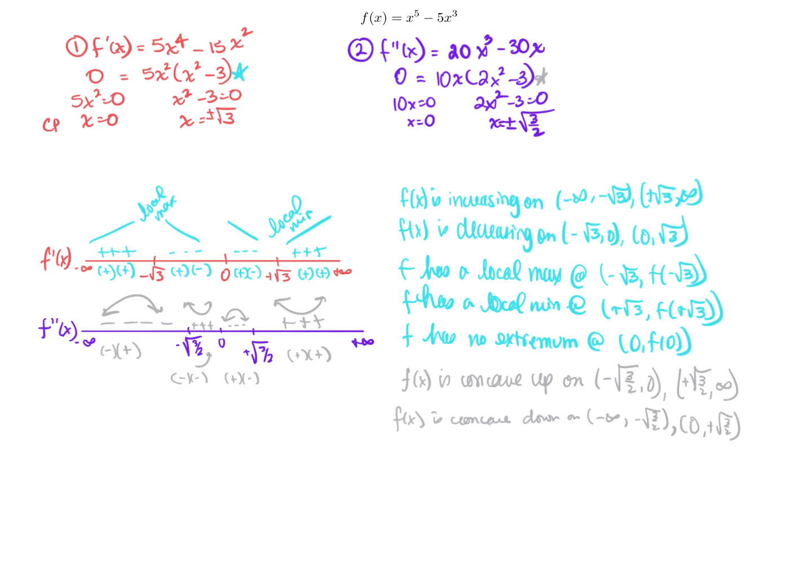And remember what we said about an inflection point. It is any point at which the concavity changes. And you'll notice here that at all the zeros for the second derivative, our concavity changed. So f of x has inflection points at x equals plus or minus root 3 over 2 and 0. They're all inflection points. And that was something that we really wanted to know.